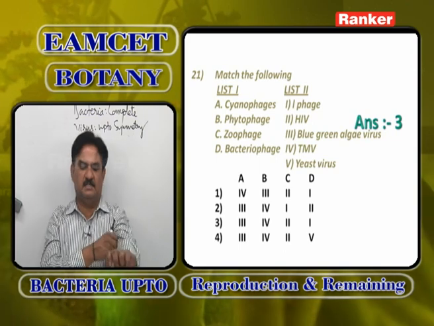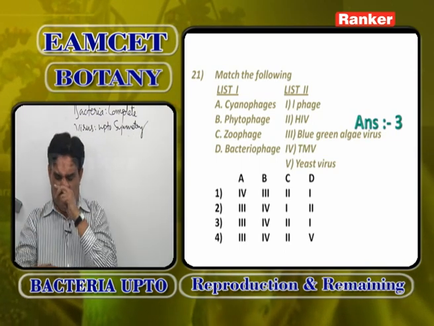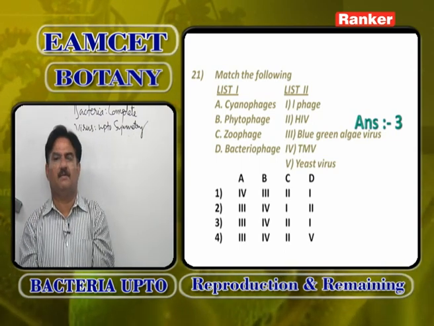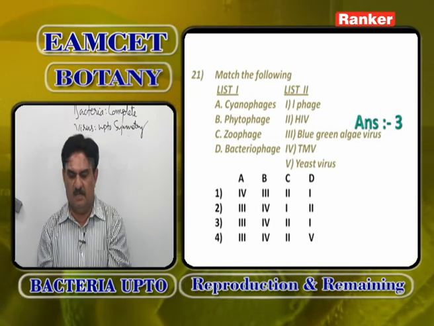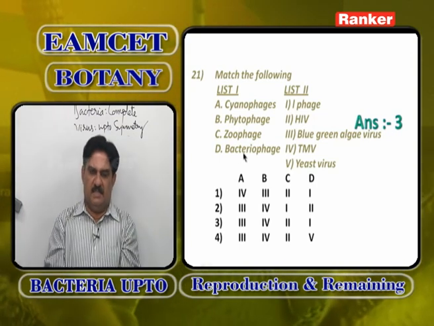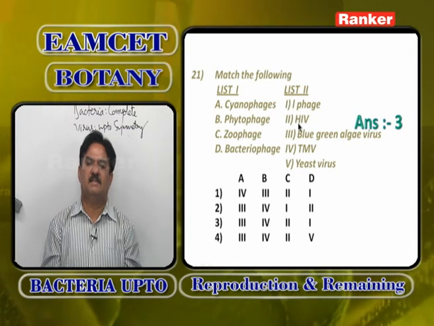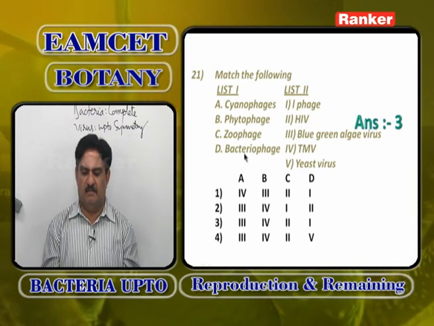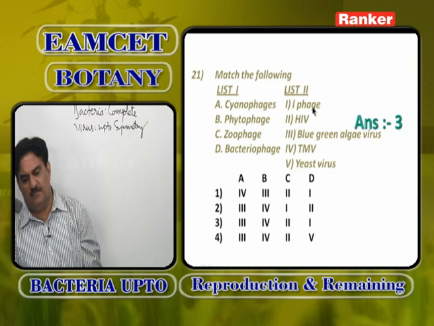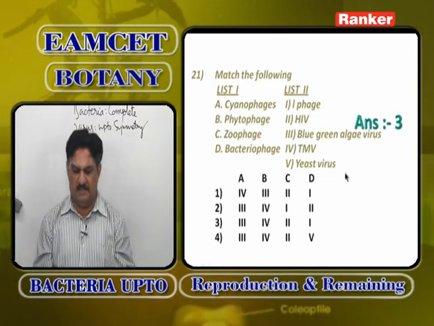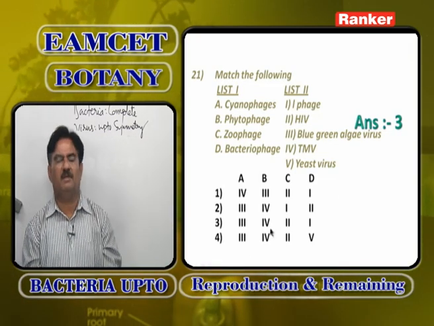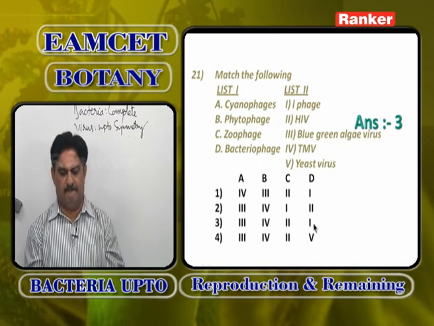So, cyanophages is attacking blue green algae. Phytophages is tobacco mosaic virus which attacks tobacco plants. Zoophages is HIV, human immunodeficiency virus responsible for AIDS, and bacteriophage is T2 phages. So, answer is A3, B4, C2, D1.